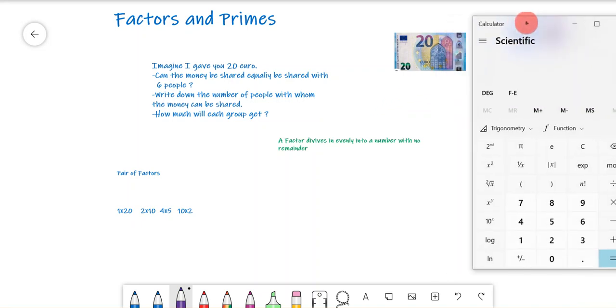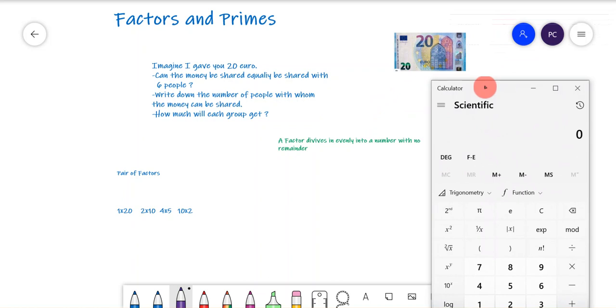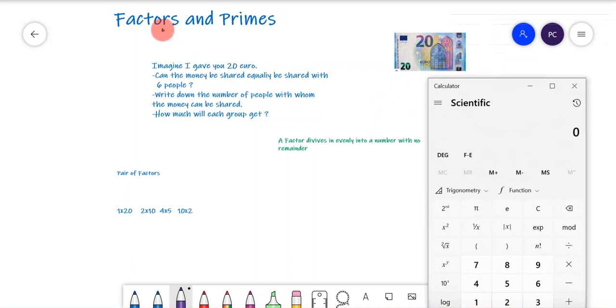Okay, so I want to look at this idea of what are known as factors and primes. To introduce this idea, imagine I gave you €20 and I asked you to share that between 6 people. So pause the video and think about, would those 6 people get an even amount from that €20? Take a few minutes and just think about that.